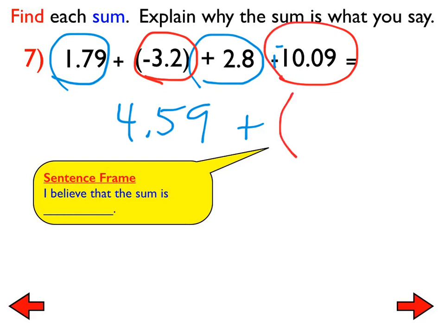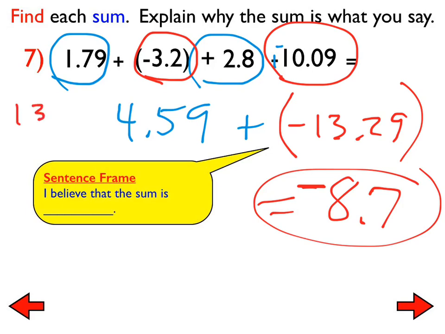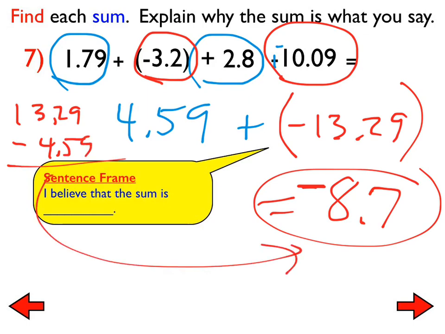That is 13.29 negatives. It should be obvious to you that now that you are comparing them, you have more negatives than you do positives. And in fact, you have 8.7, oops, I didn't mean to write a negative again. You have 8.7 more negatives than positives. And the way to figure that out is 13.29 negatives, take away from that the 4.59 positives. That's going to tell you how many more negatives you have than positives.